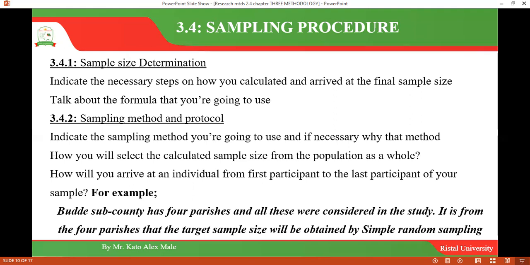It is from the 4 parishes that the target sample size will be obtained by simple random sampling, meaning we shall have a sample size obtained from one of the parishes, that is by simple random sampling. Then we go to another parish, we obtain also by simple random sampling. Then we go to another parish like that, until we finish the 4 parishes and until you cover up your target sample size. So what does this mean? Still, you'll need to employ another method, that is the stratified type of sampling.